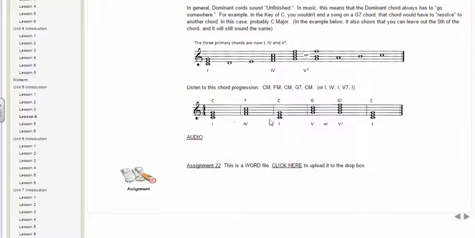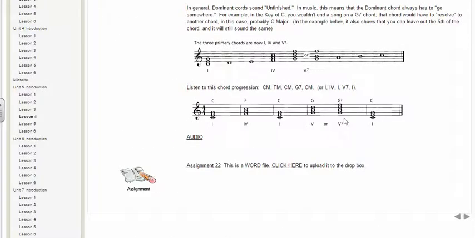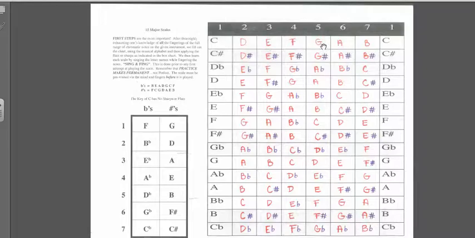So just a little progression. But once again, we're in the key of C because there is no sharps or flats over here. But in assignment 22, you had to figure out the 5/7 in relation to the key, which is the 5th note, and then that 7th note is in the key, so G, B, D, F.